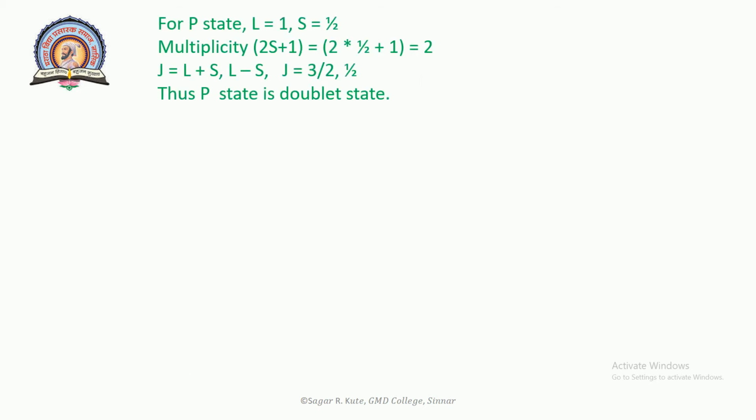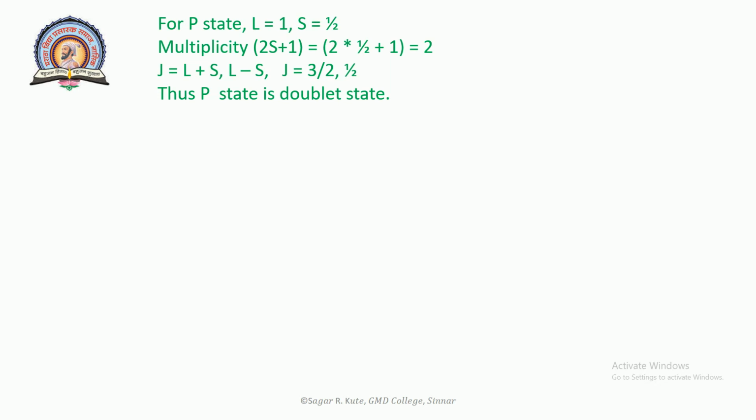For the P state, L is equal to 1 and S is equal to half. Multiplicity 2S plus 1 is equal to 2 into half plus 1, which is equal to 2. J is equal to L plus S, L minus S, that is, J is equal to 3 by 2 or half. Thus the P state is a doublet state. Similarly, the D state is also a doublet state, 2D 5 by 2, 2D 3 by 2.